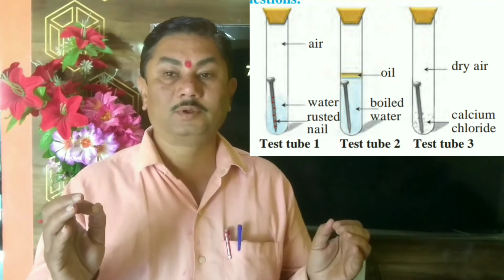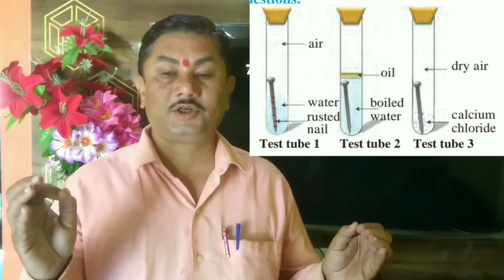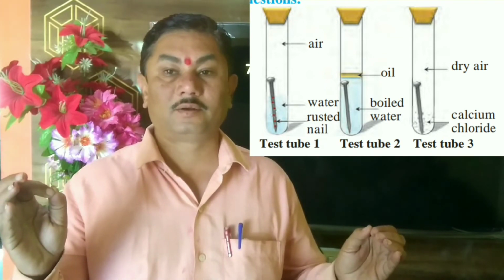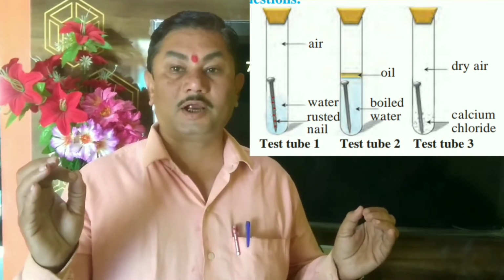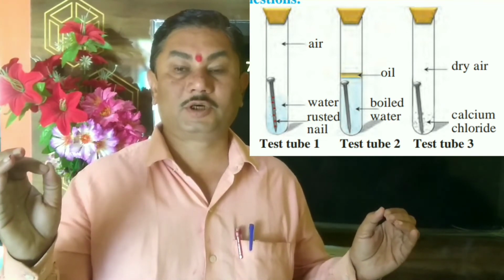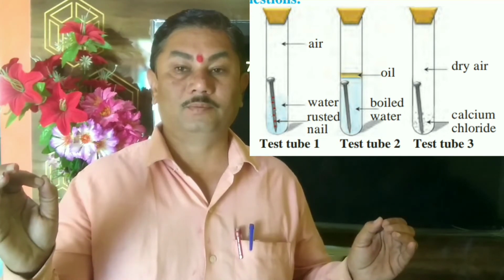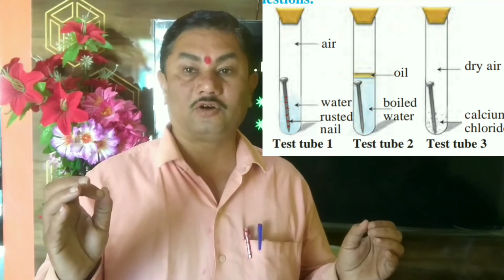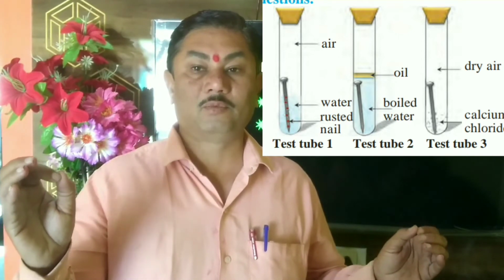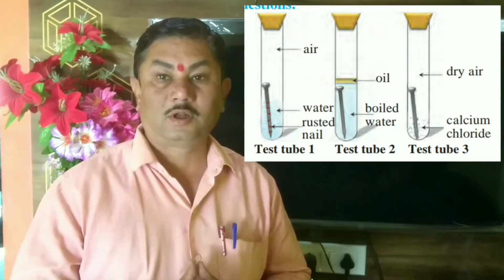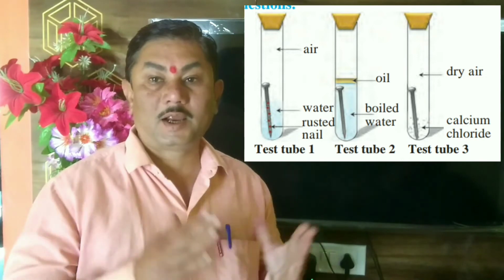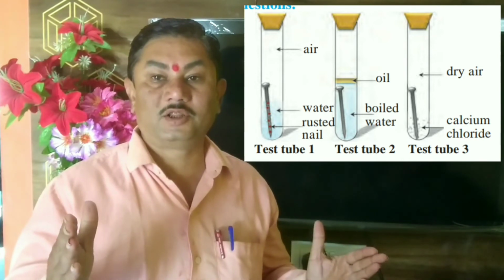In the third test tube, an iron nail and crystals of anhydrous calcium chloride are taken. The crystals of anhydrous calcium chloride absorb all the moisture in the third test tube. Thus, only oxygen is present in the third test tube and moisture is absent. All three test tubes are closed with rubber cork and left for some days.